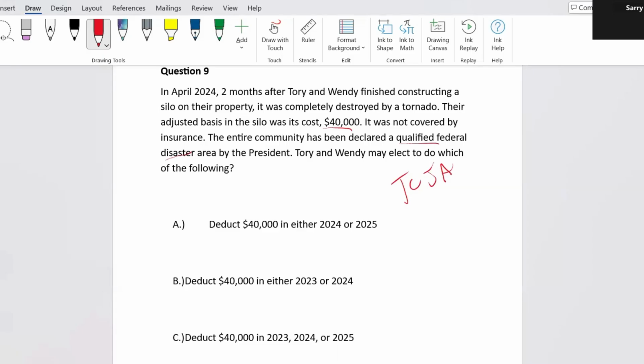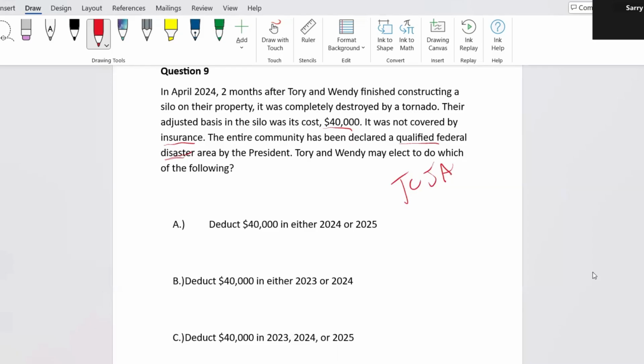So that's key. If this was not, then from a tax perspective, they wouldn't be able to deduct it. So they could. Just to make sure, yes, you could get a tax deduction for this. Also, another key thing that's mentioned here is that it's not covered by insurance. If it was covered by insurance, that would change this question a lot.